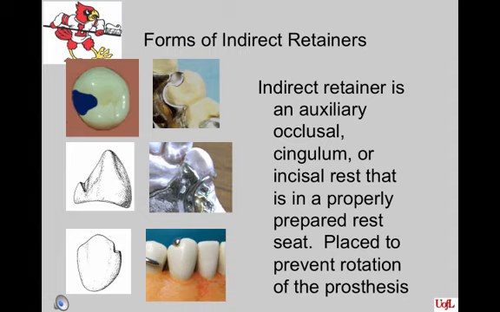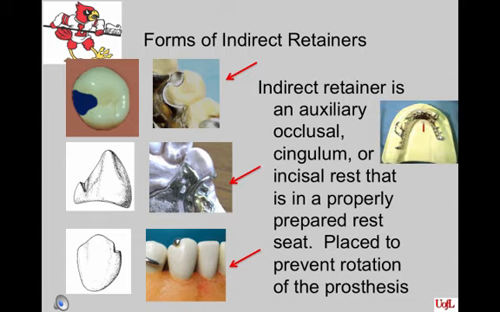The indirect retainer is an auxiliary rest placed on the occlusal, cingulum, or incisal area of a tooth. It is placed in a properly prepared rest seat, its purpose being to prevent rotation of the prosthesis. Here are three forms an indirect retainer may take. The lingual plate, or continuous bar, is not an indirect retainer, as it is placed on the lingual inclines of the teeth. They may aid in indirect retention by extending the effectiveness of the rest at each end, but they are not indirect retainers by definition.